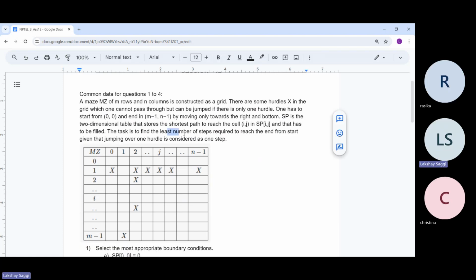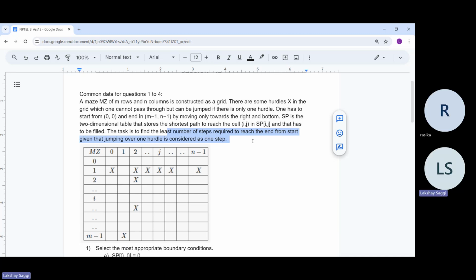So the task is to find the least number of steps required to reach the end from the start, given that jumping over one hurdle is considered as one step. So what we effectively want is, we are not interested in actually finding the shortest path, because as you can see, going from 0, 0 to m minus 1, n minus 1, we can only move in the right direction and in the downward direction. So we'll also be using, maybe I should just write it.